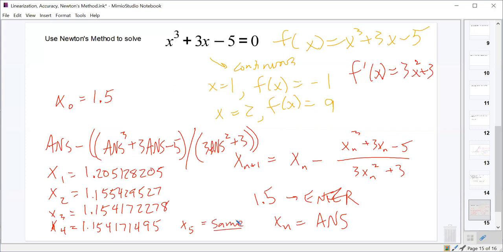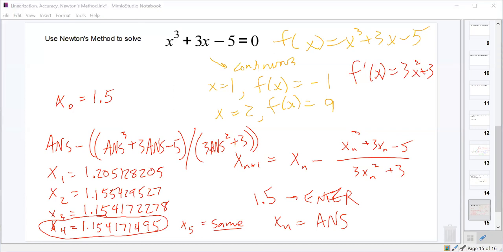And so as soon as we get to 9 or 10 decimal points worth of accuracy, where we're repeating the same number again, we know that we are as accurate as our calculator is going to allow us to be. And the approximate intercept of that function, x cubed plus 3x minus 5, is 1.154171495. Good or no? Beautiful. Great.